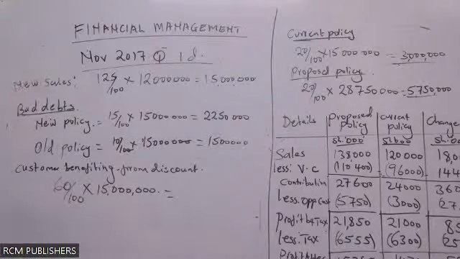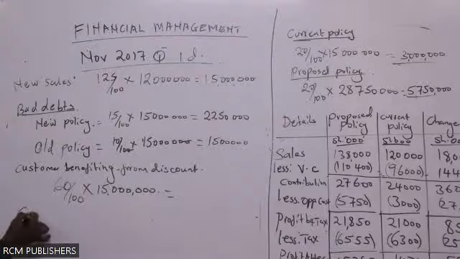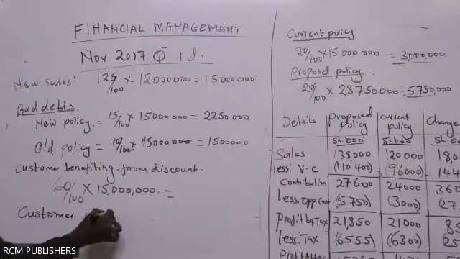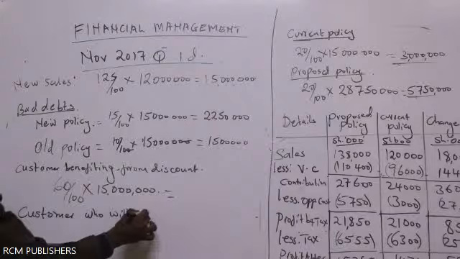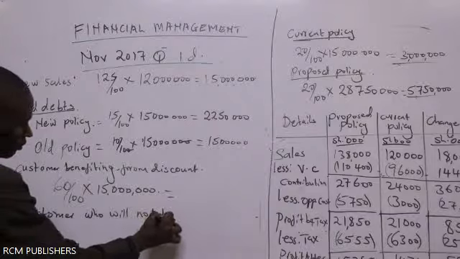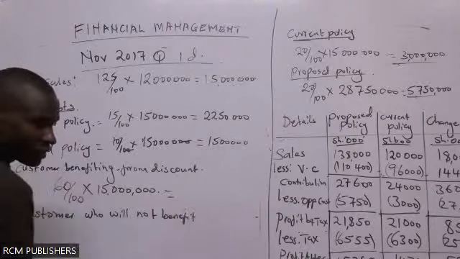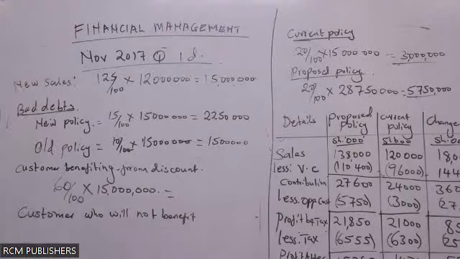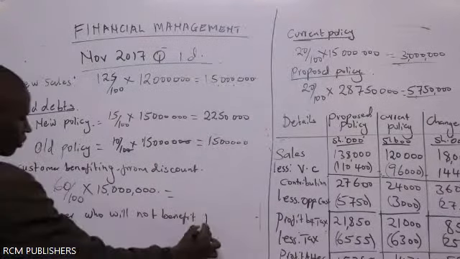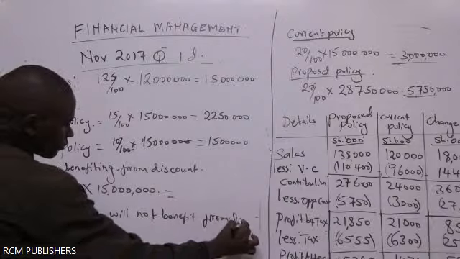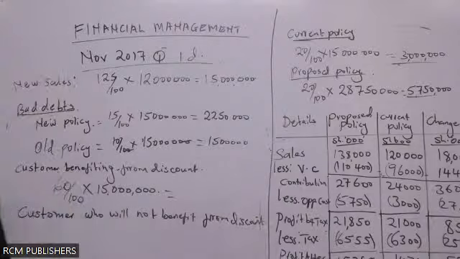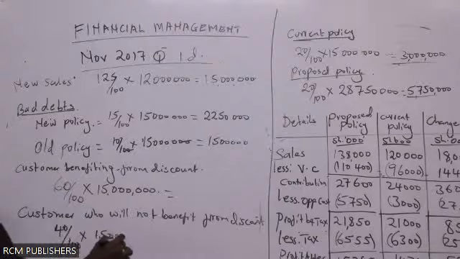Customer who will not benefit from the discount offer. Let's see. I want you to tell me the proportion of customers who will not benefit from discount. The percentage, please. Their proportion is 40%. 60% already will benefit, but 40% will not benefit. 40% of 15, these will not benefit.